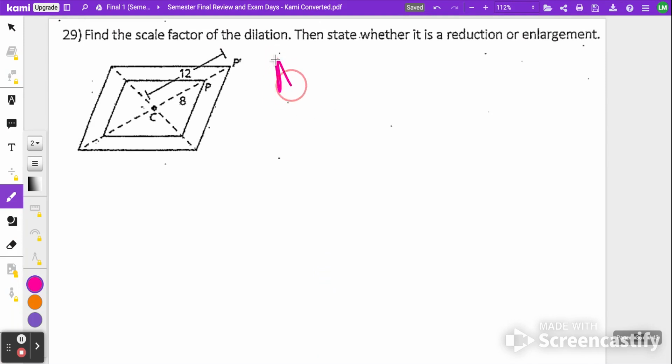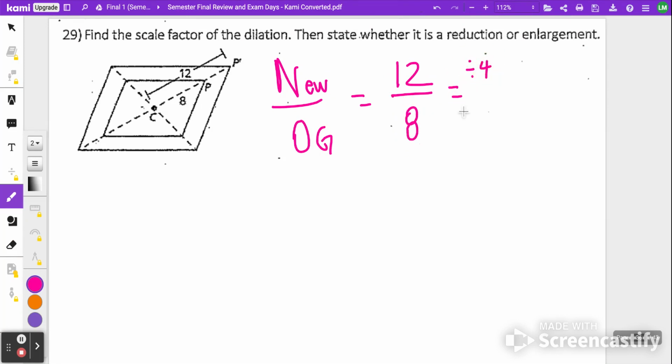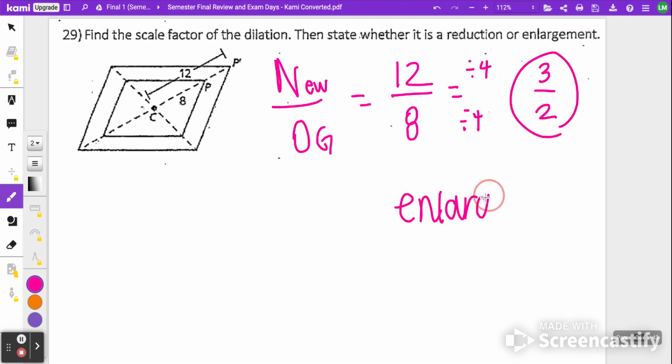29, find the scale factor of the dilation. Remember, for finding scale factor, we just say new over the original. The new one looks like it's P prime, and that is 12. The old one looks like it's 8. So I'm just going to reduce 12 and 8. I'm going to divide both of those by 4, and I'm going to get 3 over 2. Since this is 3 over 2, this is going to be considered an enlargement.